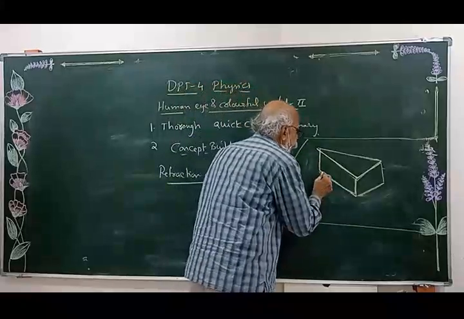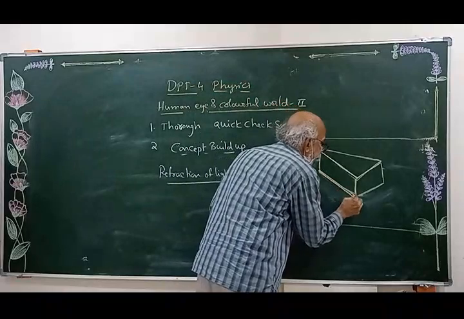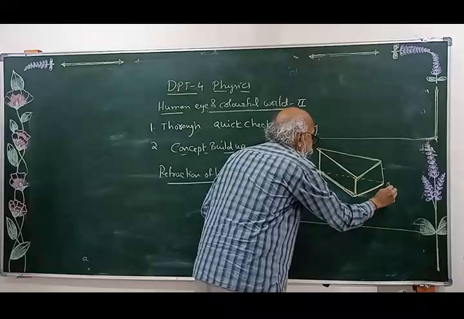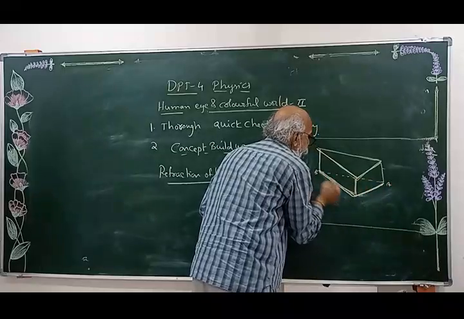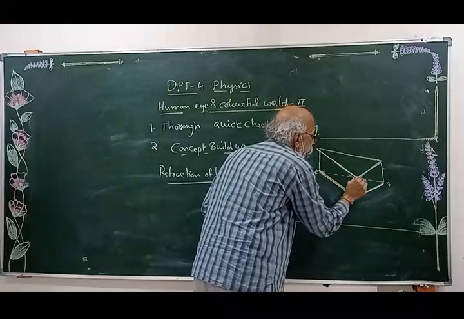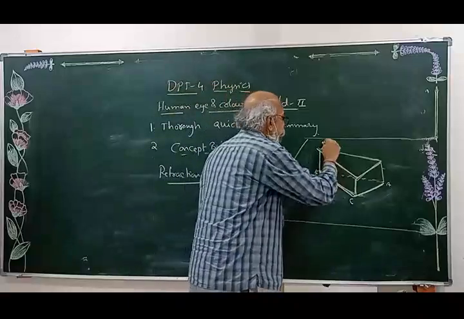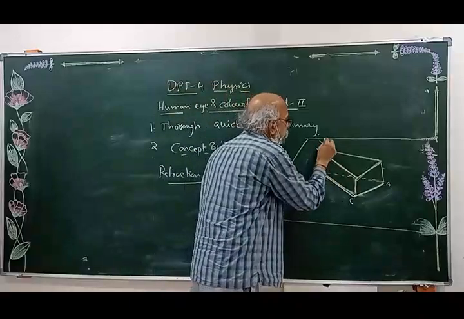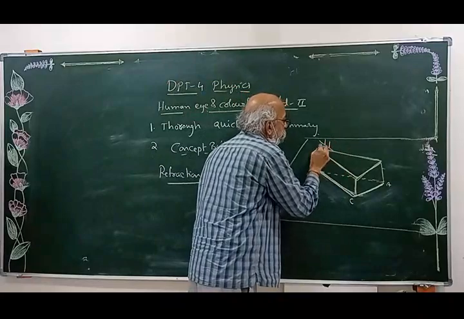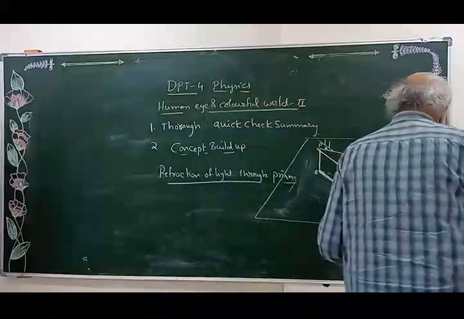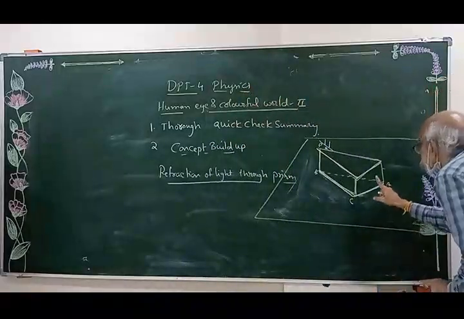Plot the outline. First make the children plot the outline and name it as ABC prism. ABC prism, a triangular prism, which is equilateral triangular. Now plot a line like this and keep 2 pins P and Q here, and try to watch those pins from this side.